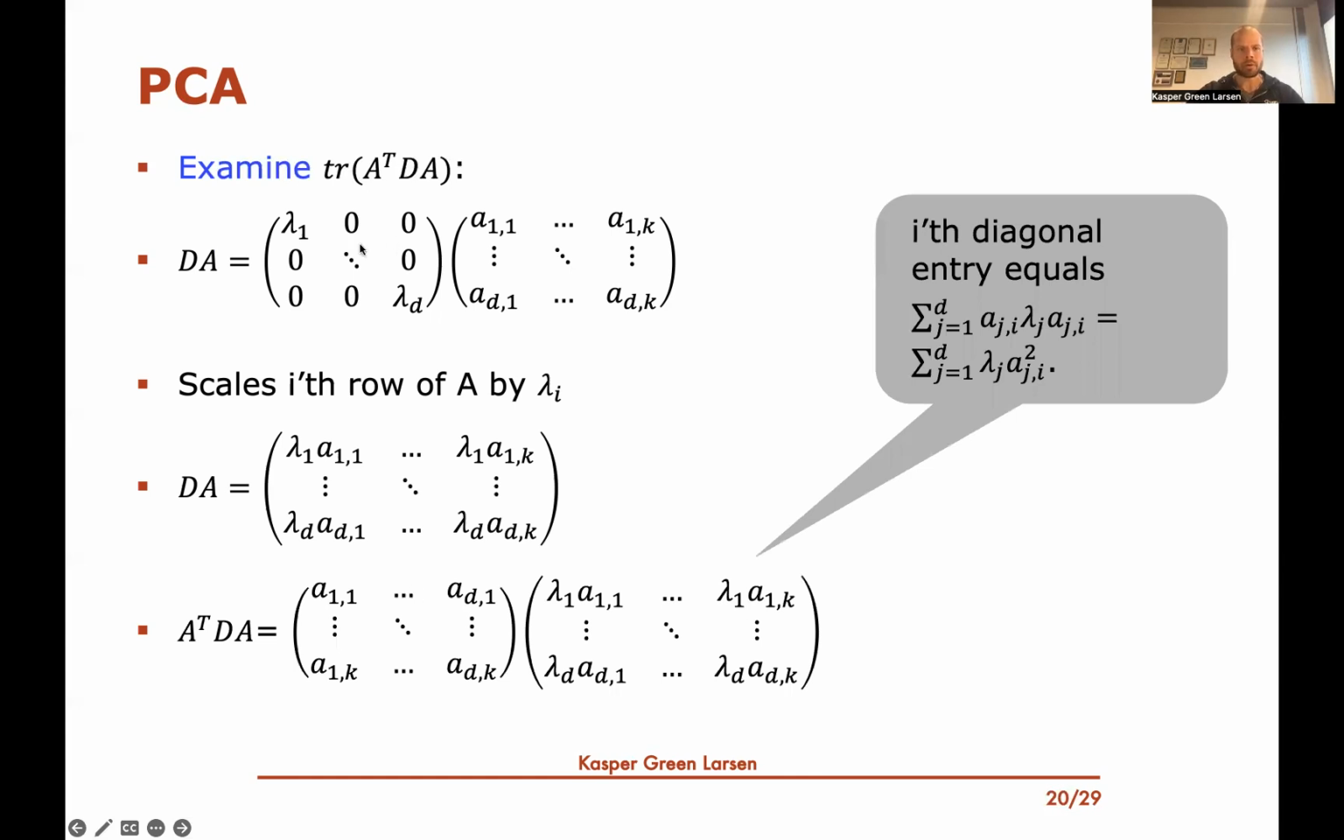So let's have a look. In particular, what we're interested in up here is the trace of this, right? So in the trace, that's the sum of the diagonal entries. So we need to know, what do the diagonal entries look like? So let's try to look at the ith diagonal entry, right?